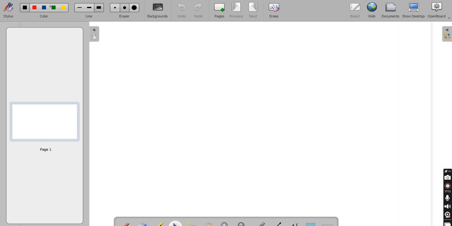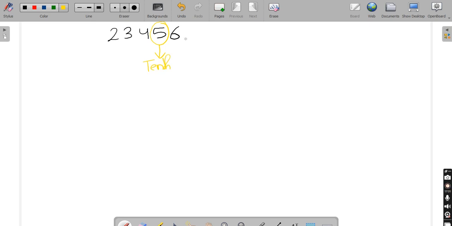For example here, it is written 2 3 4 5 6. I need to round up the 10th place. So 10th place means this is my 10th place, and this is my ones place. So if I need to round up my 10th place, I will focus on my ones place. The ones place is 6.